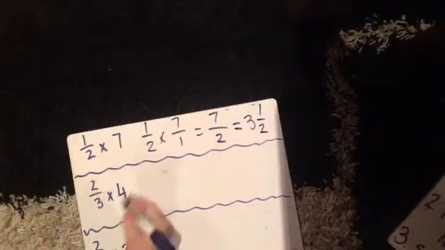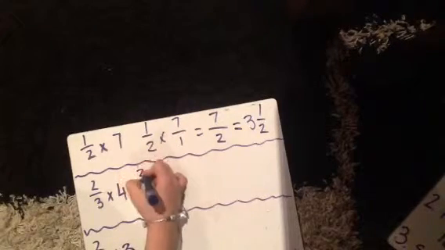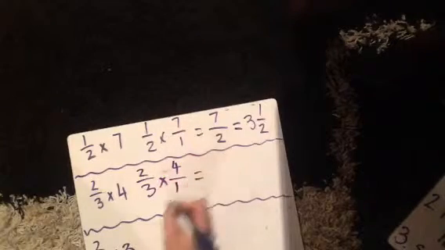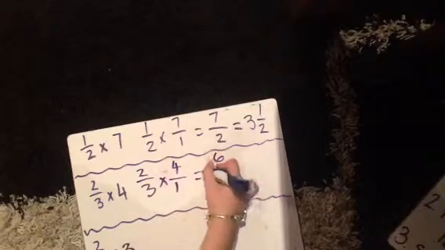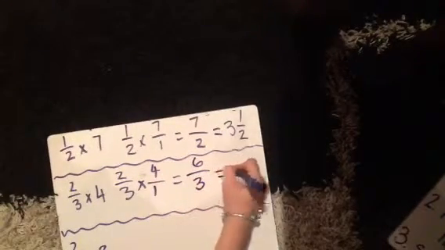The next question, 2/3 of 4. So we have 2/3 times 4 over 1 equals 2 times 4 is 8, 3 times 1 is 3. 6 divided by 3 equals 2. So our answer is 2 and there is no fraction.